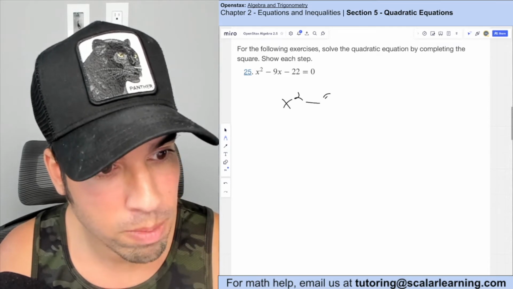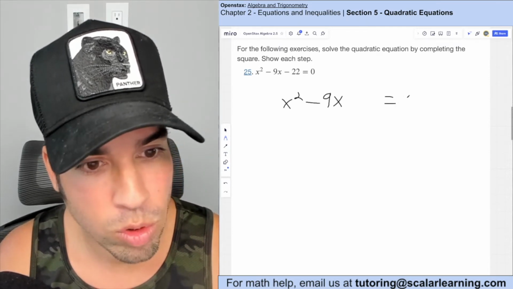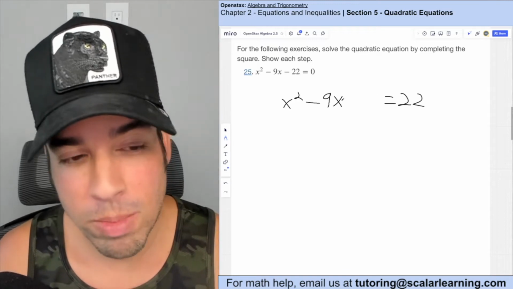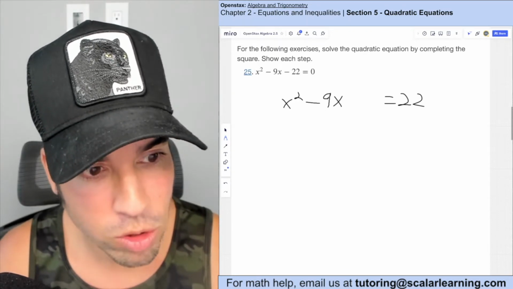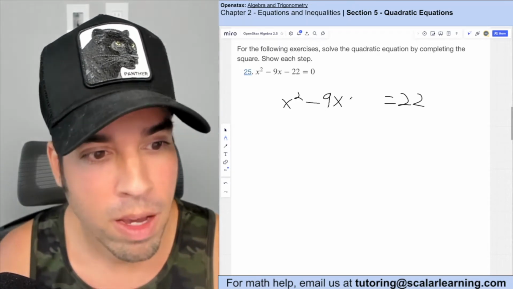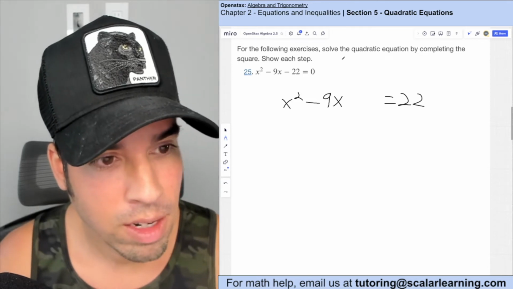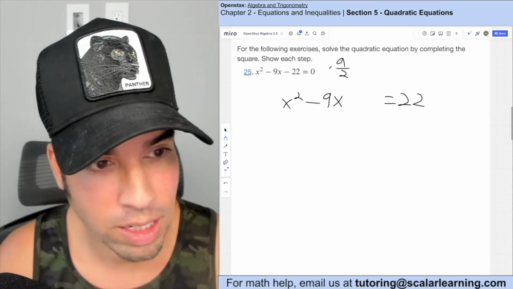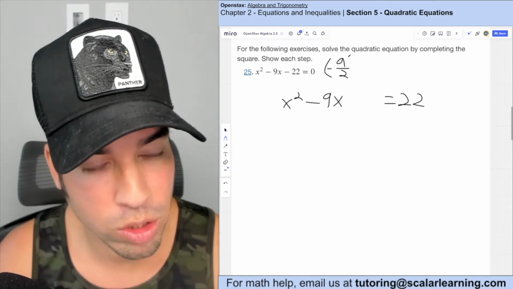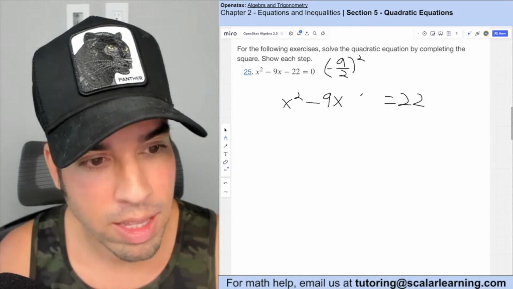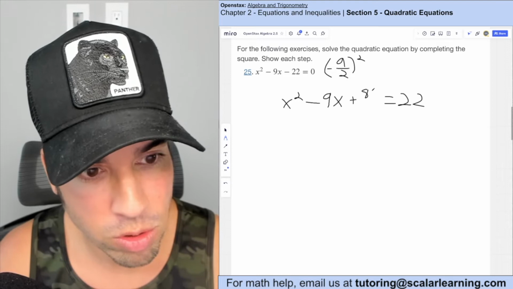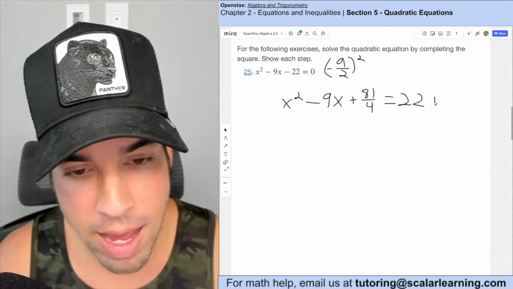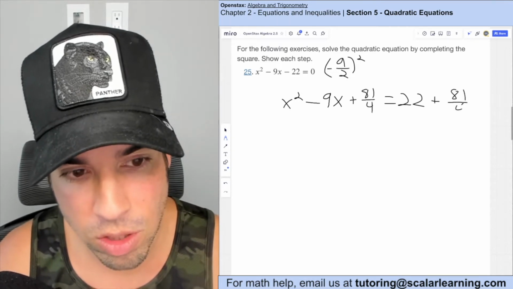So I got x squared minus 9x equals 22. Then what I'm going to do is take half of this middle term, this x term, the b term, and half of that is 9 over 2. And I know it's negative, but it doesn't really matter because then we're going to square it. And that squared is positive anyway, so it's 81 over 4. And I'm going to add it to both sides like so.